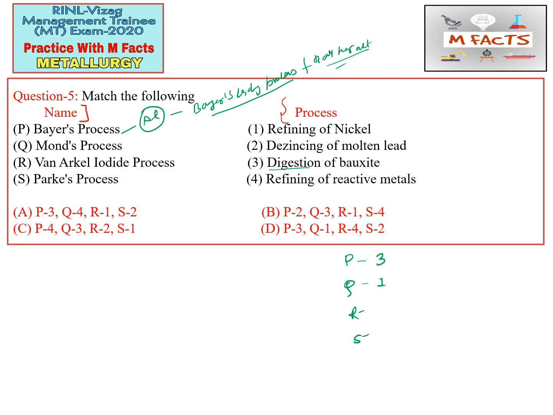Okay, so the next thing is the van Arkel iodide process. This process is used for refining of reactive metals. Okay, so R we can match by 4. The next thing is Park's process. Park's process is very important, and that is basically de-zinking of molten lead. Also we use this Park's process for silver refining. So Park's process we can match by 2, that is de-zinking of molten lead.